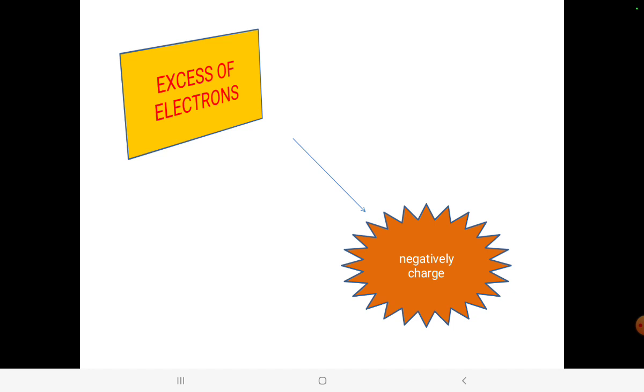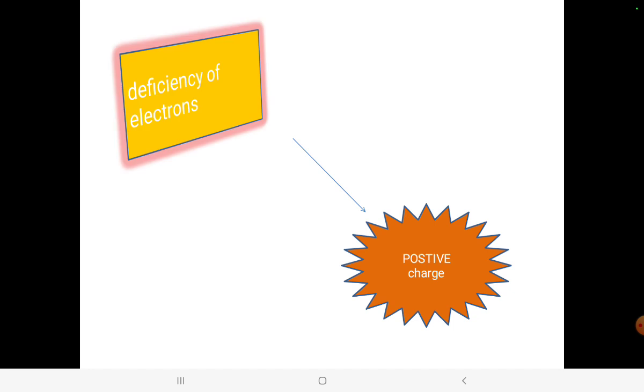We know that an electron is a negative charge. So to gain some negative charge means the body will automatically become negatively charged. Excess of electrons is nothing but negative charge. Next one, positive charge, deficiency of electrons. This is the converse. If the body loses some electrons, it loses some negative charge, which means it gets some positive charge. So deficiency of electrons, meaning loss or sacrifice of some electrons, is nothing but a positive charge.